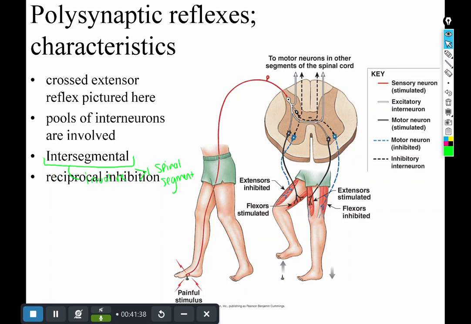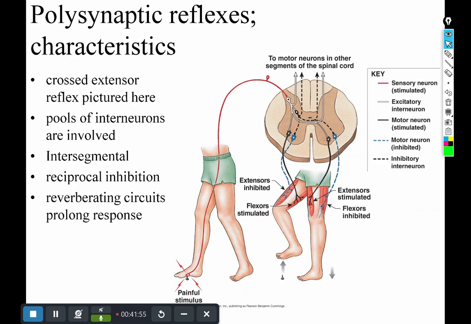So what we get in this case is something called reciprocal inhibition, which is, again, just a fancy way of saying extensors and flexors are inhibited and stimulated opposite to what the other leg is doing. Now, if necessary, and in this case it would be because we want to keep standing on this leg so we don't have our balance challenged, reverberating circuits elsewhere add to this response, prolonging the response.